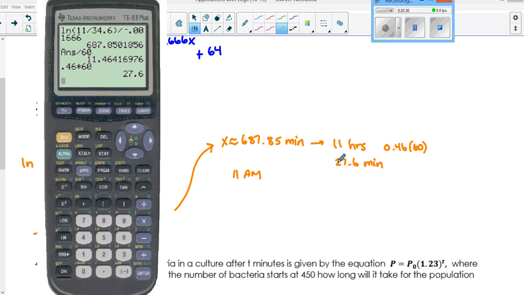Okay, so I want to take 11 a.m. and I want to fast forward 11 hours and 28 minutes. Okay, so if we're at 11 a.m. and we add 11 hours to that, that puts us at 10 p.m. And then the 28 minutes would be our 28. So this would be 10:28 p.m.